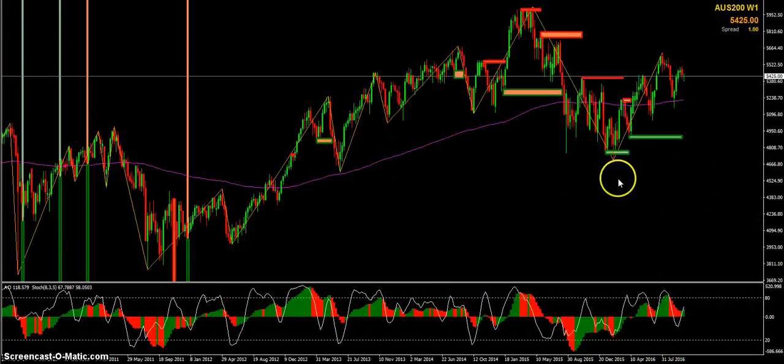The final one we're looking at is the Aussie 200. We can see it's been stepping up, stepping up, stepping up. And on a weekly time frame, it's broken down through this 200 EMA line, stuck its nose back up again. We're starting to see some uptrending support line being formed. So we just want to keep an eye on that one.